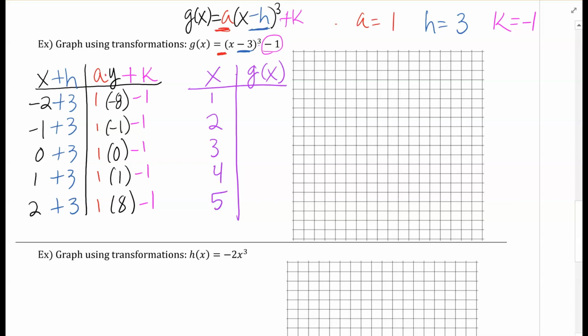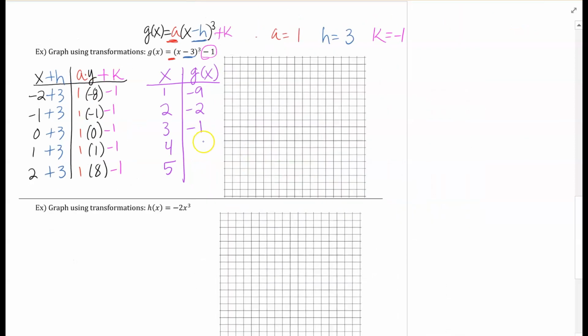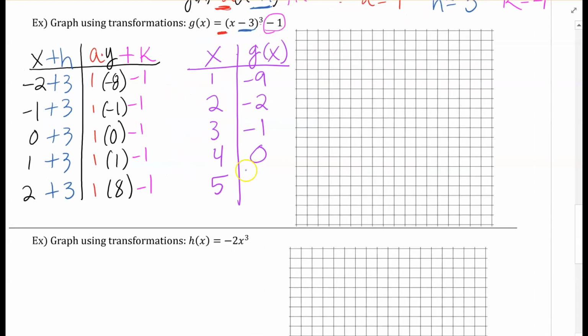And then your g of x value is going to be 1 times -8 is -8 minus 1 is -9. And then 1 times -1 is -1 minus 1 is -2. 0 times 0 minus 1 is going to be -1. 1 times 1 is 1, 1 minus 1 is 0. Oops, sorry. And then 1 times 8 is 8, 8 minus 1 gives you 7.